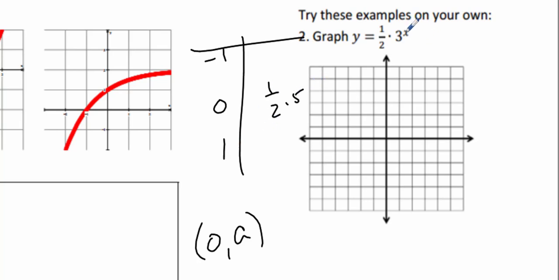If I plug in 1, that's 3. 3 to the first power is 3, right? Times 1/2, which is 1.5 or 3/2. I like to use decimals because it's a little easier to graph them. So let's graph. 0, 1/2, boom. I get 1, 3/2, so that's 1.5. So 1, 1.5 is up there. And then let's plug in -1. If I plug in -1 there, that flips it. So now it's 1/3 times 1/2, which makes it 1/6, which is 0.16, or 0.167, or whatever.